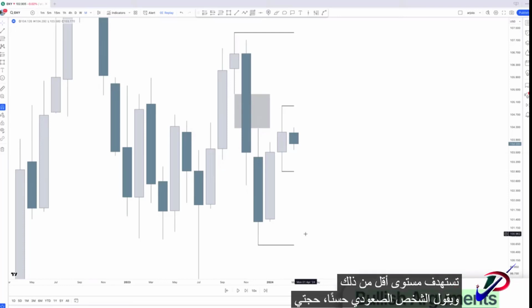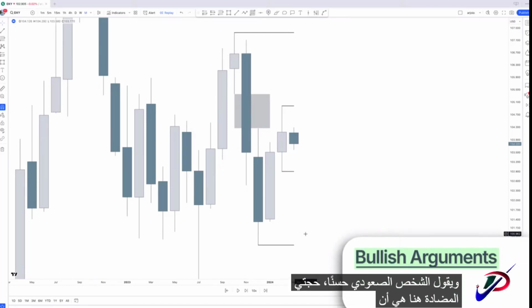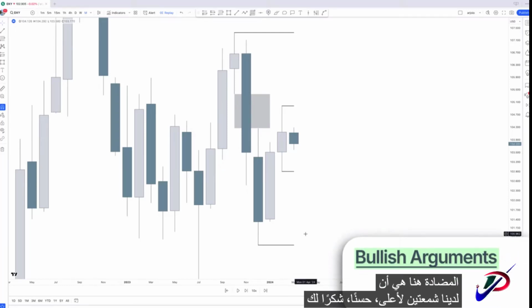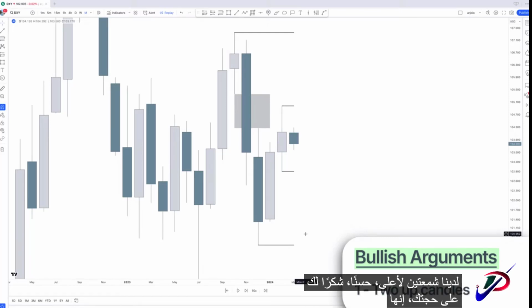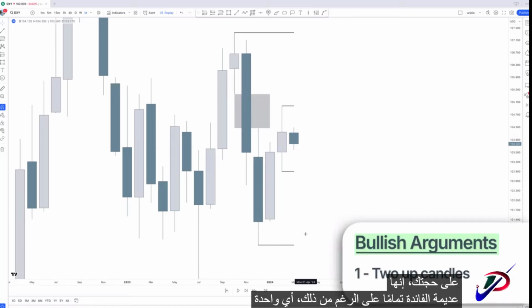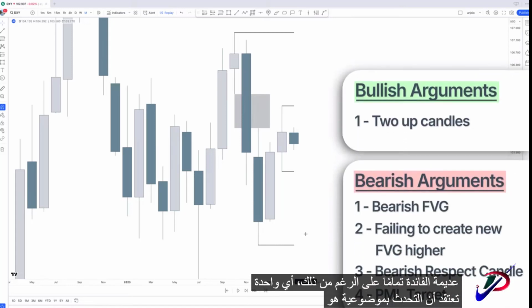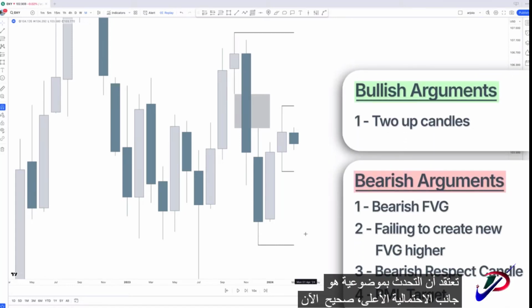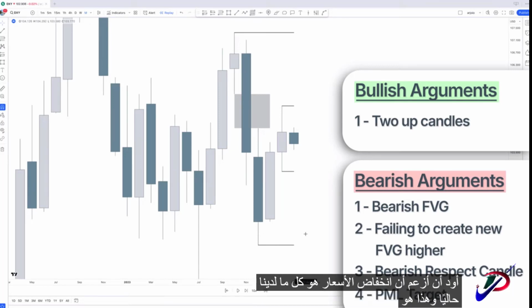And the bullish person says, well, my counter argument right here is that we have two up candles. Okay, well, thank you for your argument. It's completely useless though. So right here, which one do you think, objectively speaking, is the higher probability side right now? I would argue lower prices. That's all we currently have going for us.